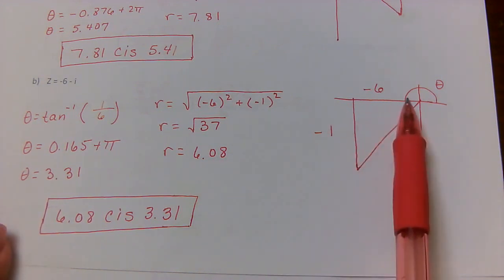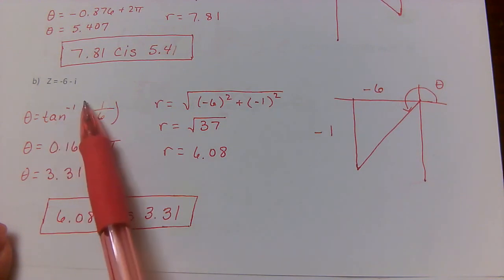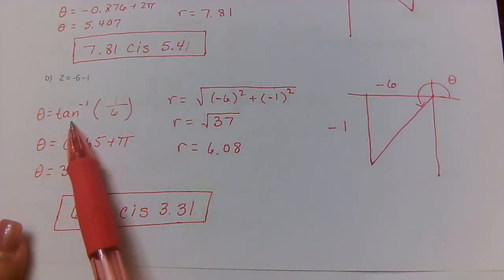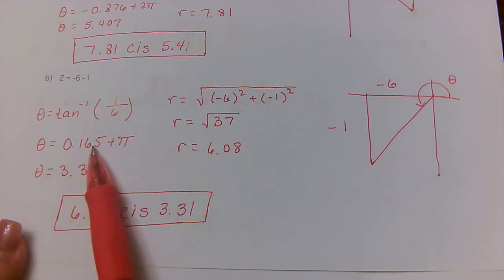Okay. Tangent is going to be opposite over adjacent. So it's going to be positive 1/6. The negatives cancel out. So I can do the inverse tangent of 1/6. That will give me this angle here.